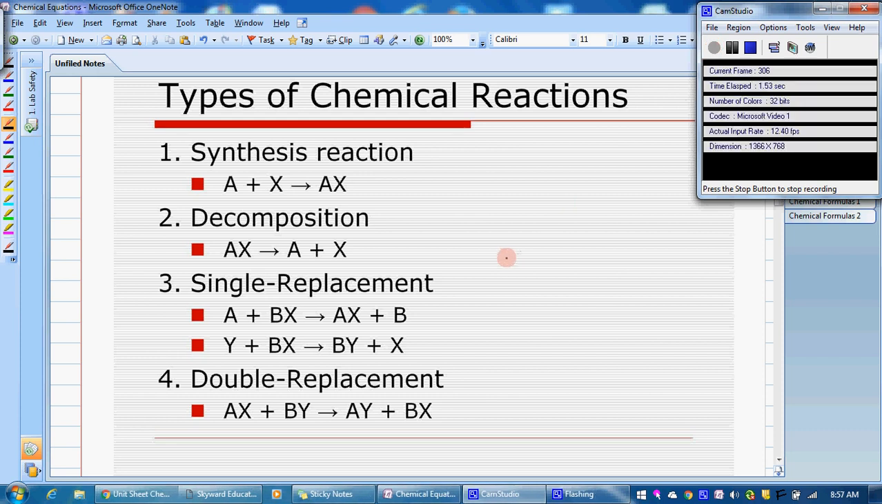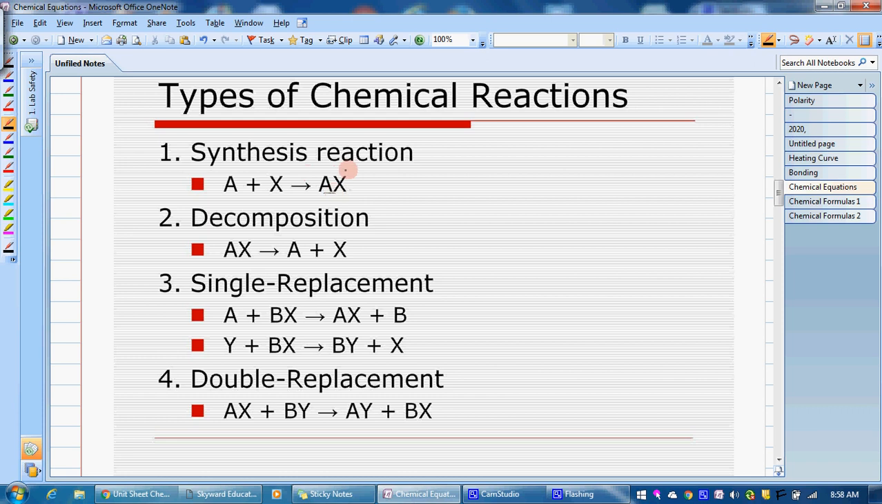We're going to go ahead and go through the different types of chemical reactions. There are 5 types, just 4 on this slide. I'll go through the 5th one in a little bit. But here, the first one, synthesis, you can see you have one substance that is added to a second substance, and then you get a combination of the two. So this is basically making something or combining.